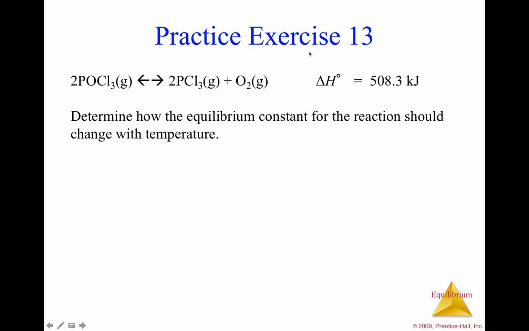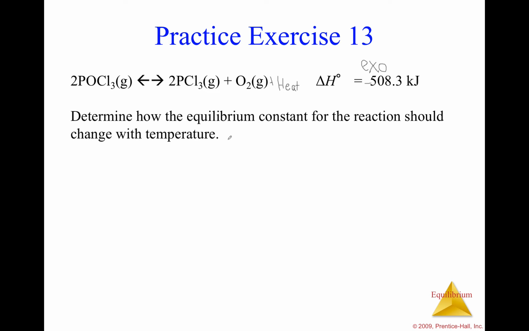Okay, practice exercise 13. I want to make a slight modification. Let's make this a negative value. So on your notes, make that negative 508, because I want to have a different example from the previous practice exercise. Negative 508 means we have an exothermic reaction. If I'm exothermic, that means heat is released, and that means I can consider heat a product. And again, I'm modifying this so that in one practice exercise you have an endothermic reaction, and in one practice exercise you have an exothermic reaction.